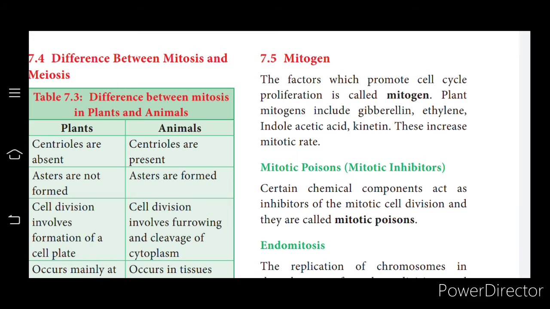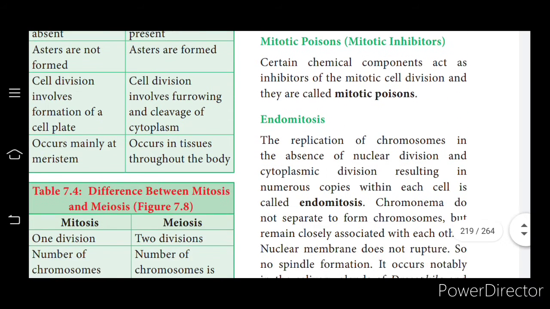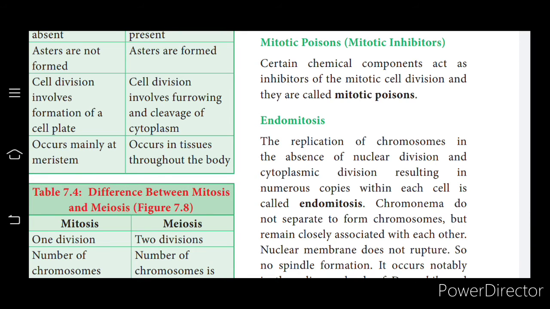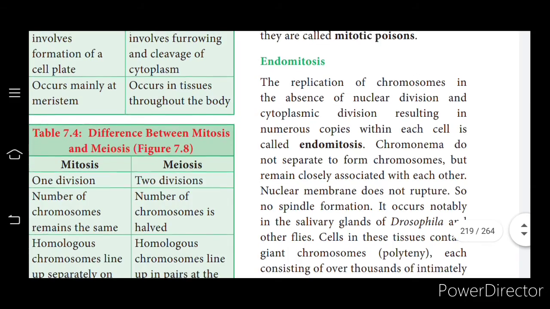If you have any doubt in understanding the terms, you can ask me during the live class. Mitogen: it is a factor that promotes the cell cycle. Plant mitogens include gibberellin, ethylene, indole acetic acid, and kinetin. These are all plant hormones which help in the cell division process. That is what is called a mitogen. Mitotic poisons, or mitotic inhibitors: certain chemical components act as inhibitors of mitotic cell division, and they are called mitotic poisons.